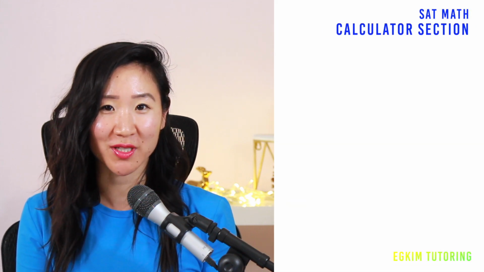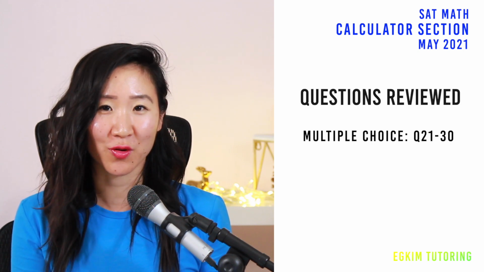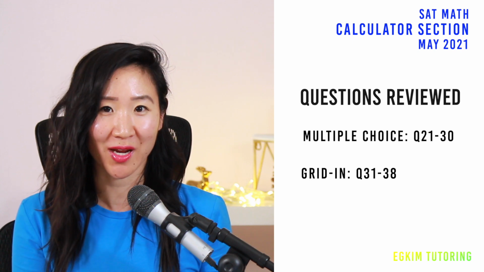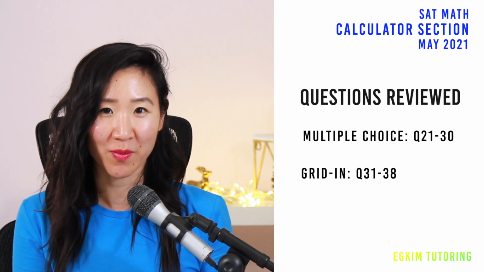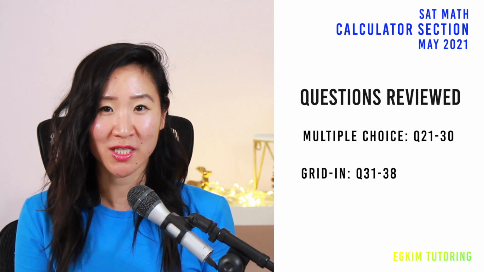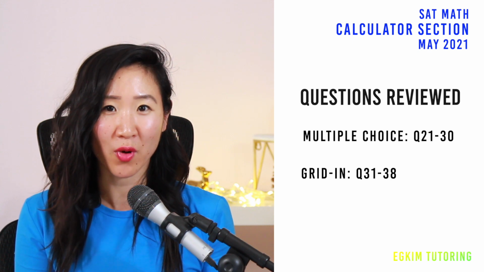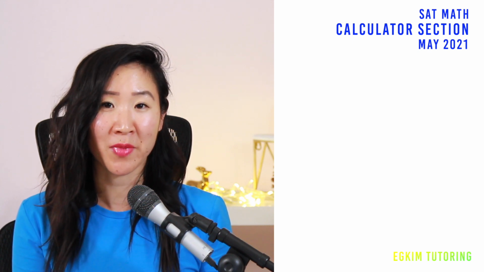For the Math Calculator section of the May 2021 SAT exam. This includes multiple choice problems, questions 21 through 30, and grid-in problems, questions 31 through 38. Grid-in problems are the ones where you do all the math and then you have to fill out your own answer. So if you don't know already, the multiple choice section and the grid-in section both go from easy to hard. So technically, you could study the problems in order, or you can study them by categories.